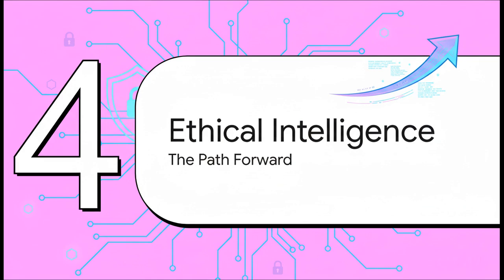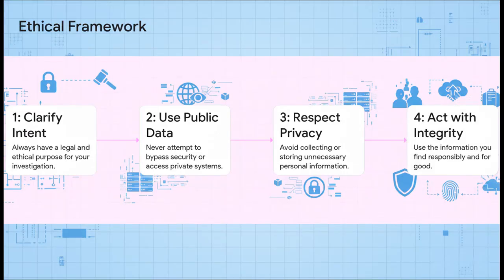So, you've got the tools, you understand the power. How do you move forward and use all this for good? That brings us to our final and maybe most important point, gathering intelligence ethically. Just follow these 4 simple steps, and you'll always be on the right track. First, always know why you're searching. Have a clear legal and ethical reason for what you're doing. Second, and this is a big one, only use public data. Never, ever try to bypass a password or a security wall. Third, respect people's privacy. Don't collect personal information you don't absolutely need. And finally, act with integrity. Use what you find responsibly.